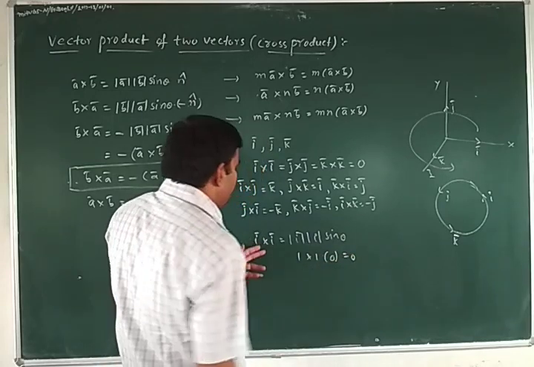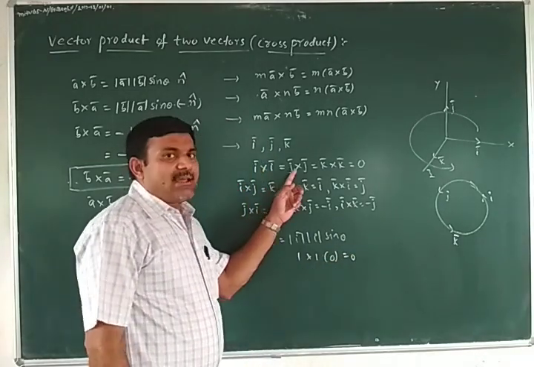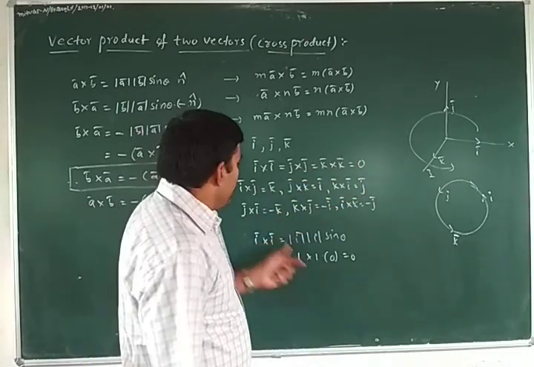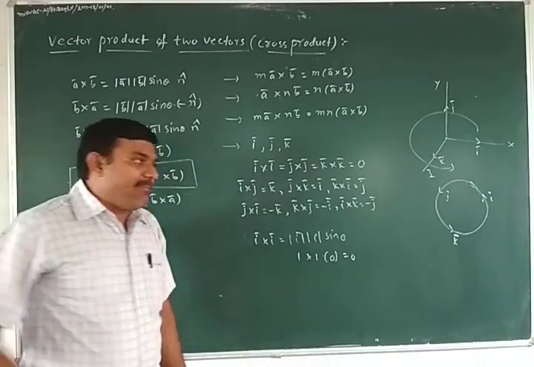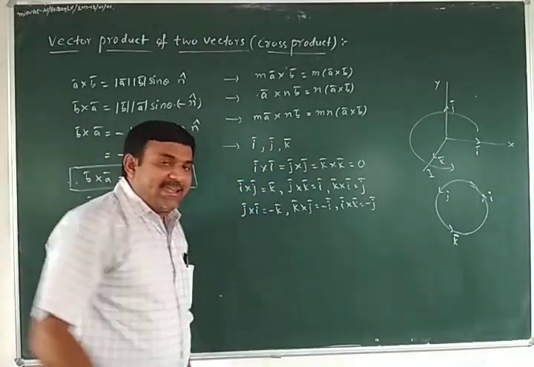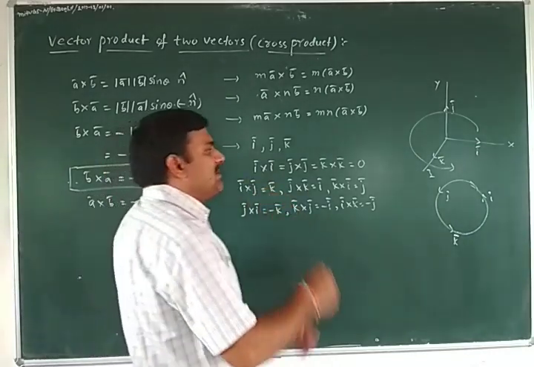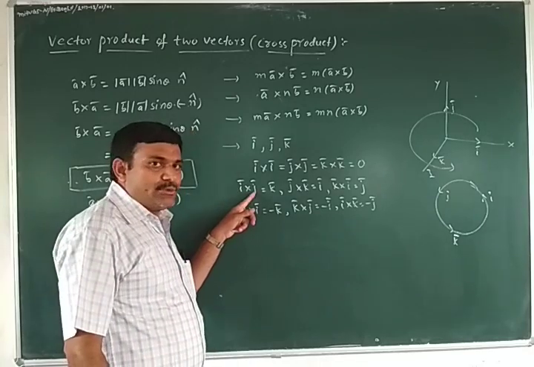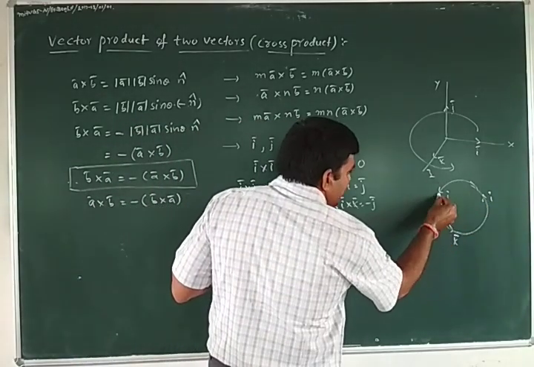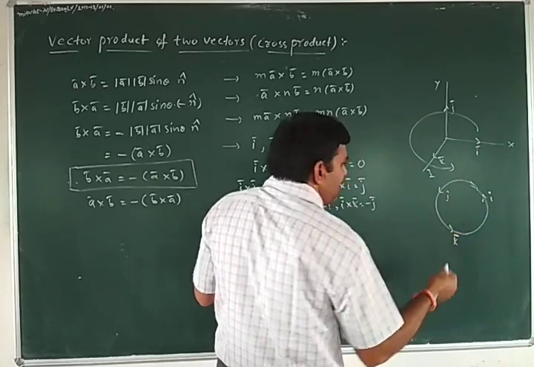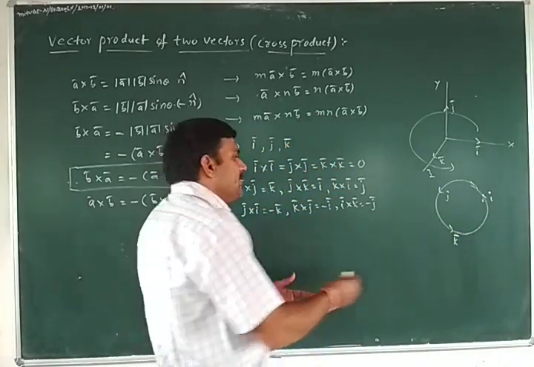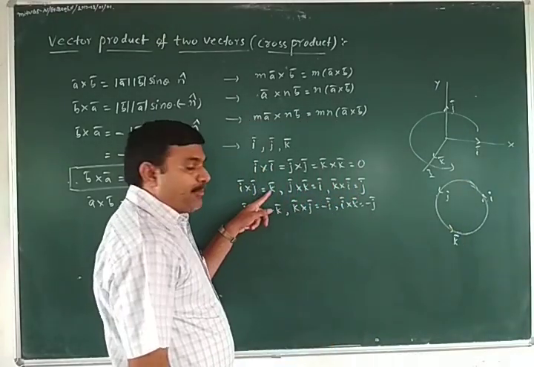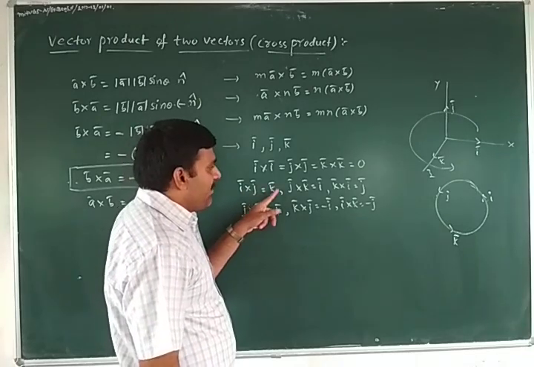So therefore I bar cross I bar value, similarly J bar cross J bar value, and K bar cross K bar value, is equal to 0. Now you can see I bar, J bar, K bar form the right-handed system or anti-clockwise system. In that case you define it like this: I bar cross J bar is equal to the anti-clockwise system or right-handed system. So I bar cross J bar is equal to K bar, that direction having positive value. I bar cross J bar is K bar.